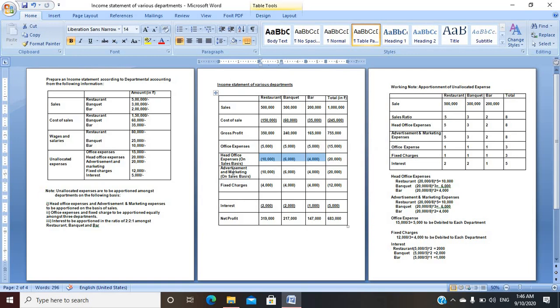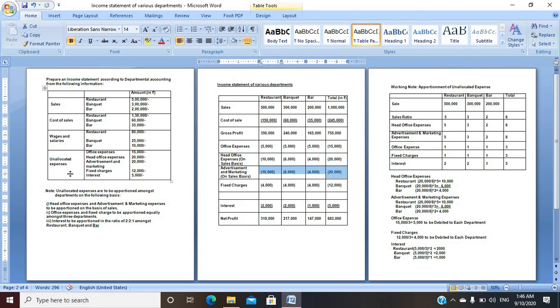Same I go to advertisement and marketing, same formula: 10,000, 6,000, 4,000. How do I get this? Advertisement, 20,000 is the amount, here you can see that 20,000. So advertisement expenses are divided by the sales ratio, that is 5 by 3 by 2, and the total will be 8. So 20,000 divided by 8 into 5 gives me 10,000, into 3 gives me 6,000, into 2 gives me 4,000. Same I mentioned here, 10,000, 6,000, 4,000 gives me the figure 20,000.